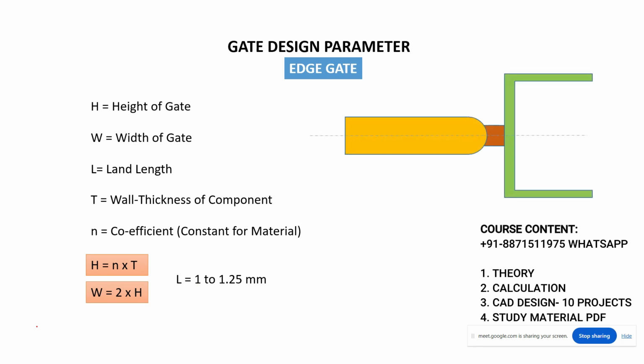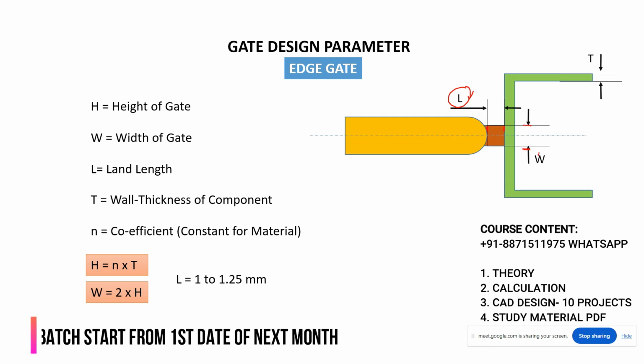Okay, see here. This is the top view, in which I am showing you a few dimensions. For example, this is the length, from this point to this point. Here this is the width, and this is the T, which is the wall thickness.